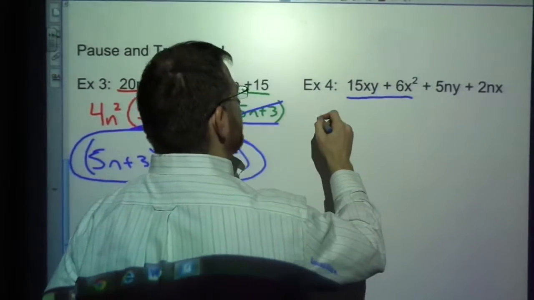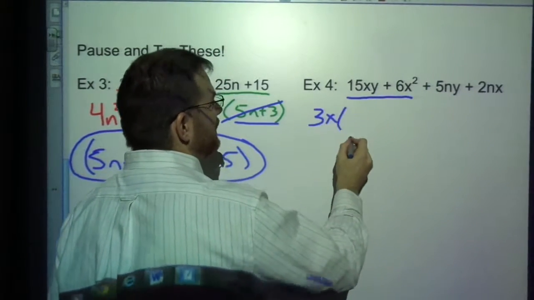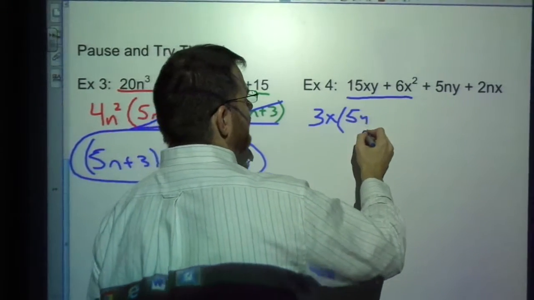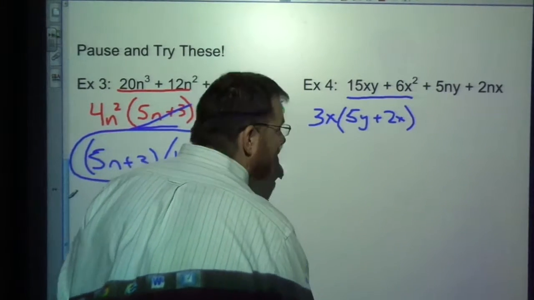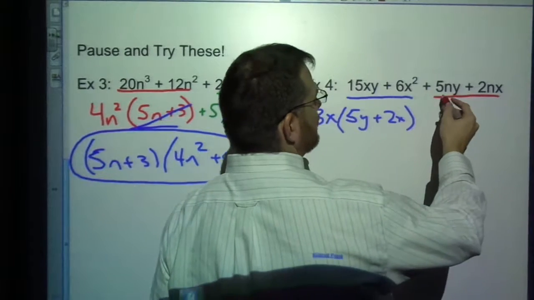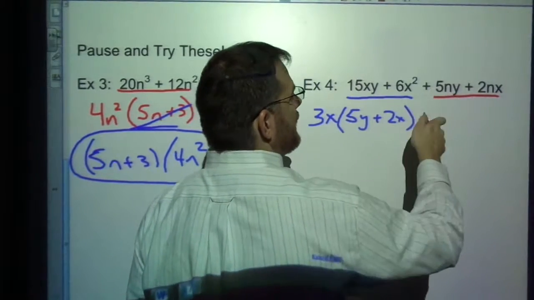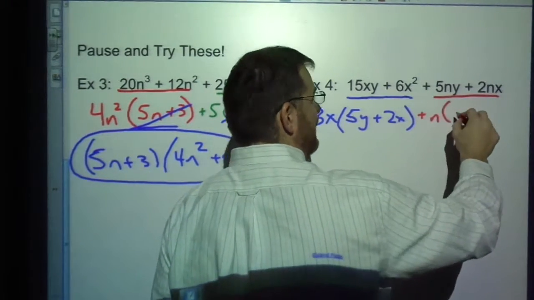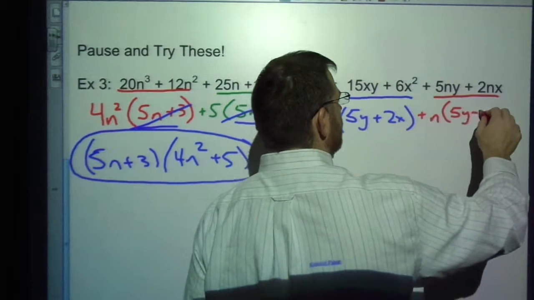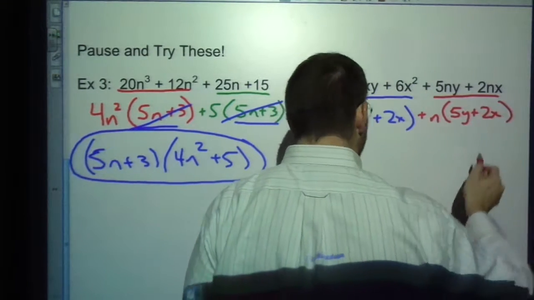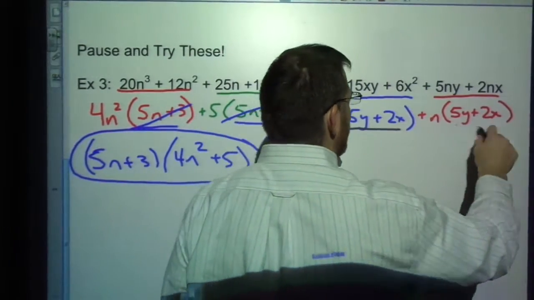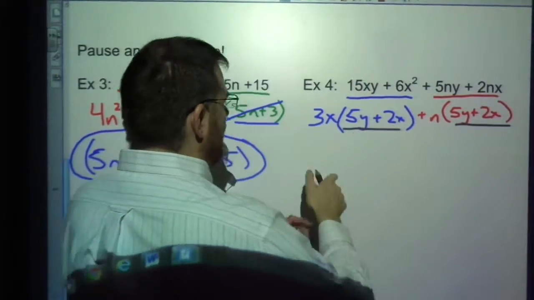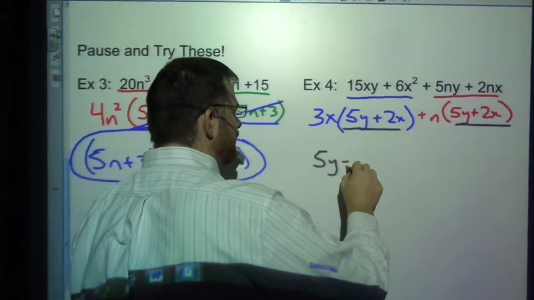These 2 greatest common factors, 3x. And left over is 5y plus 2x. Out of these 2, the greatest common factor, they both have an n. So I'll just pull out an n, and that leaves 5y plus 2x. And hey, looky here, 5y plus 2x, 5y plus 2x. Pull that out in front, 5y plus 2x.